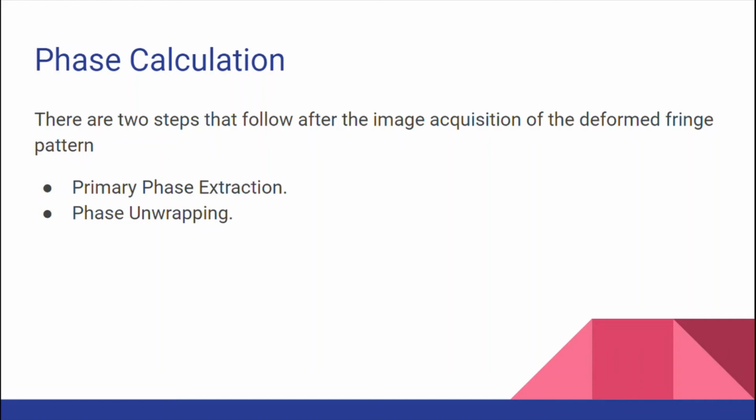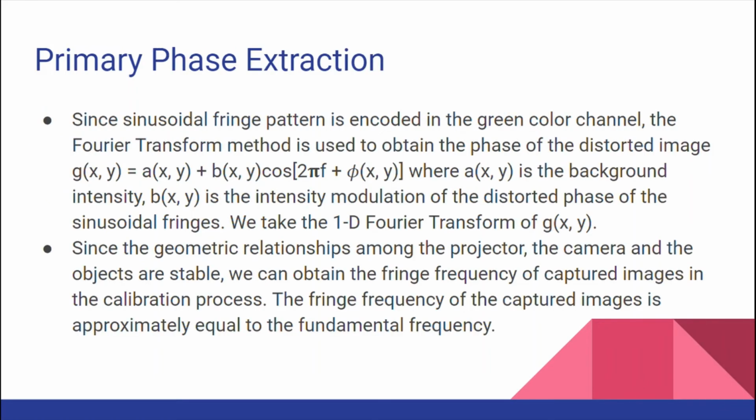Now, the phase calculation method for color FPP is much different from what we saw earlier for phase shifting methods. Here the entire process is divided into two parts: primary phase extraction and phase unwrapping. Now let's take a look at the first part, primary phase extraction. From the equation we can see that the phase phi of x comma y is embedded in the distorted fringe pattern equation. In order to get the wrapped phase map, we take a one-dimensional Fourier transform of the distorted fringe pattern and then shift it back to its central component using a low-pass filter. We can filter out the wrapped phase map from there.